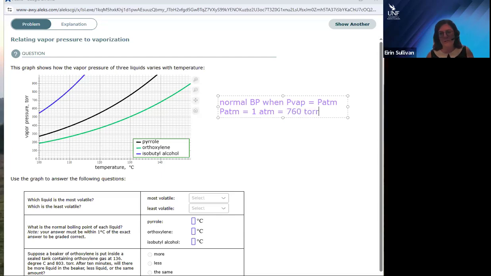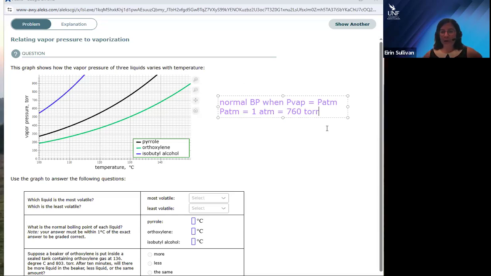Any other units you can convert to bars or whatever. So that's what we're normally looking at, okay? So whenever the pressure above the liquid, the vapor pressure, reaches atmospheric pressure is when we reach the boiling point. So there is a proportionality between temperature and vapor pressure. The hotter a liquid is, the higher the vapor pressure above it.